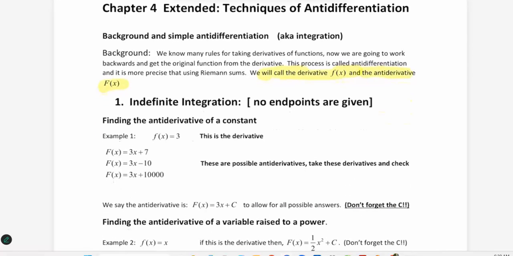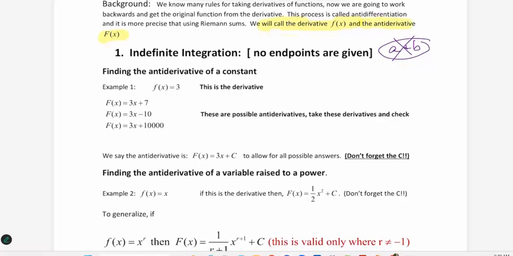Okay, the first class of integration is indefinite integration. So that's when you have no endpoints. So endpoints for Riemann sums were like the a and the b. So we're not going to have those. Okay, so there are a couple of different techniques we're going to use. We're not going to learn them all for our course, but we are going to do several of them.